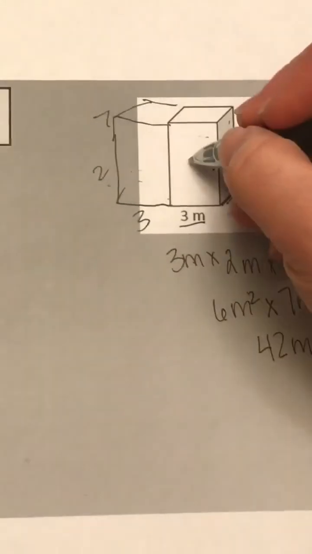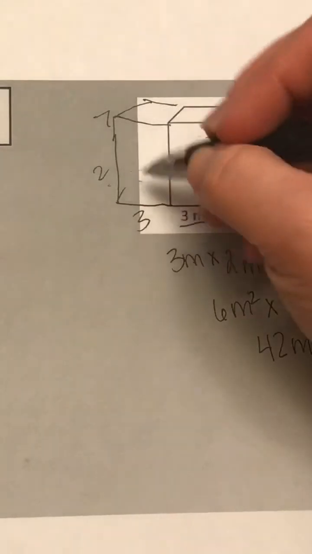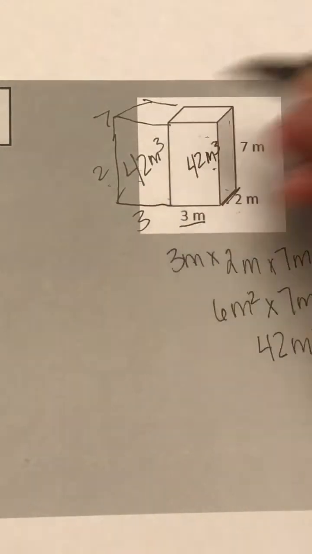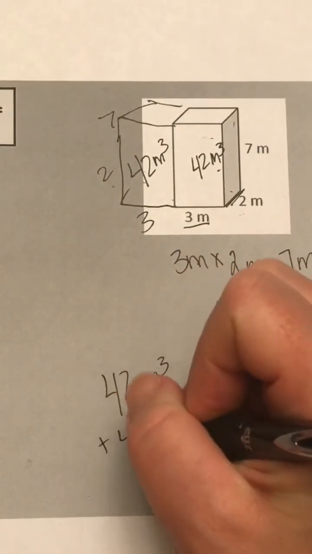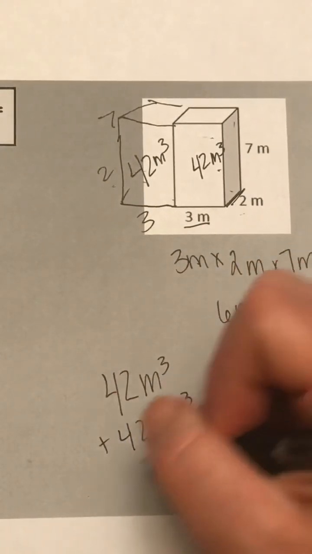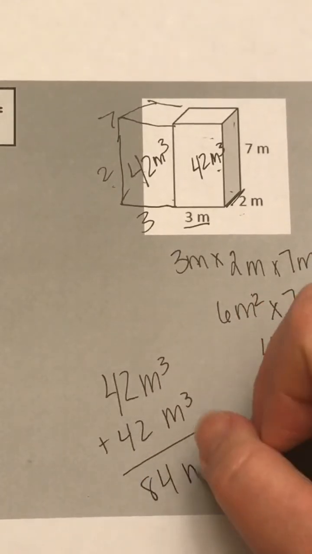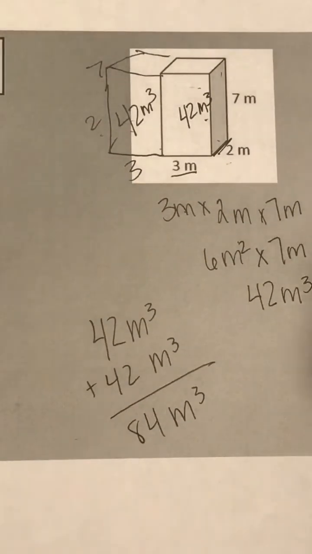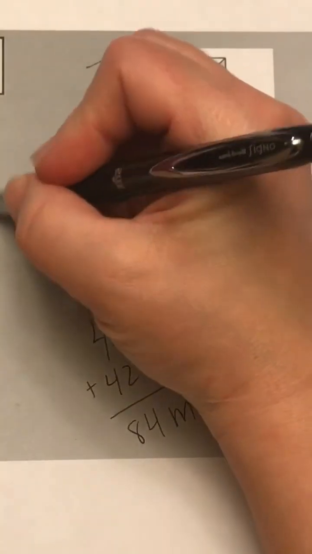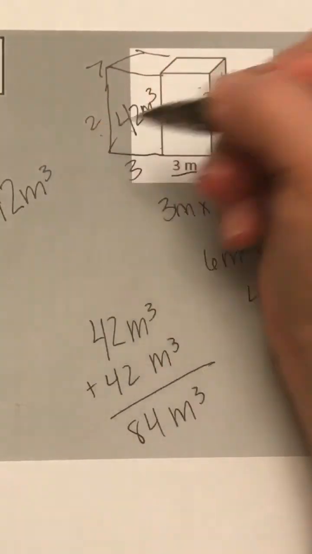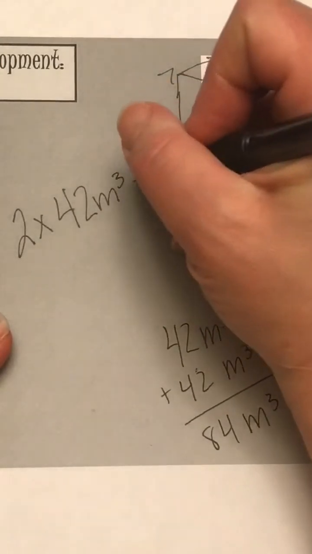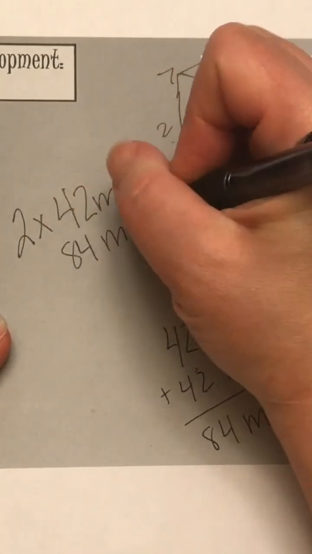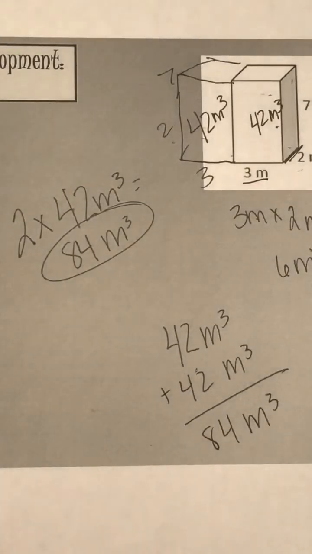Well, I could say that if the volume of this one is 42 cubic meters, the volume of this one would be 42 cubic meters, and I could add them together and get 84 cubic meters. Or I could say that I have 2 prisms that are each 42 cubic meters, because multiplication is the same thing as repeated addition, and I would get 84 cubic meters. So it's just a matter of putting them together.